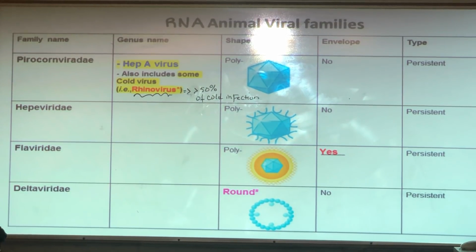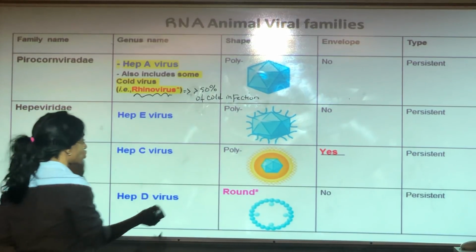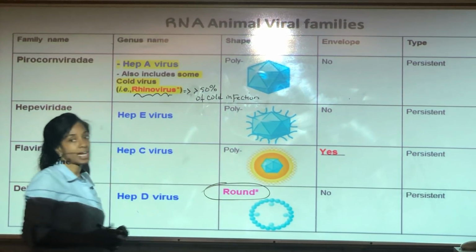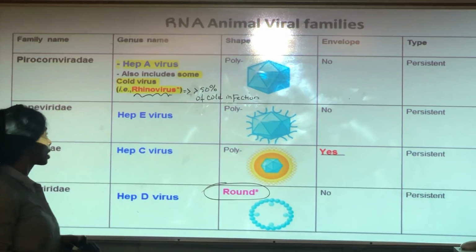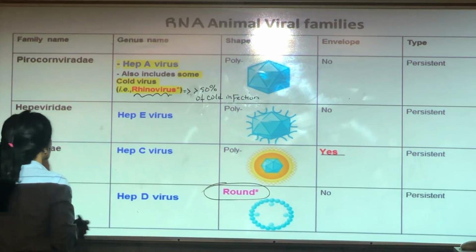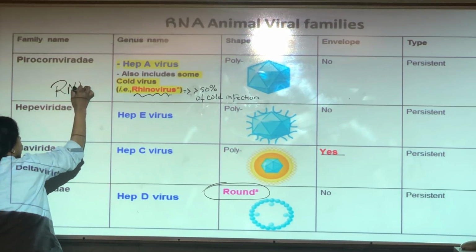All right, in your Hepeviridae family, we have our hepatitis E virus, and hepatitis E also has polyhedral shape. The Flaviviridae family, this is now your hepatitis C, right? And this is an envelope polyhedral virus. And then in the Deltaviridae family, we have hepatitis D, which also has an unusual shape. Make sure on your slides you update it to round. All right, so it is a round, non-envelope virus. So most of the hepatitis viruses, as I mentioned, are RNA viruses.